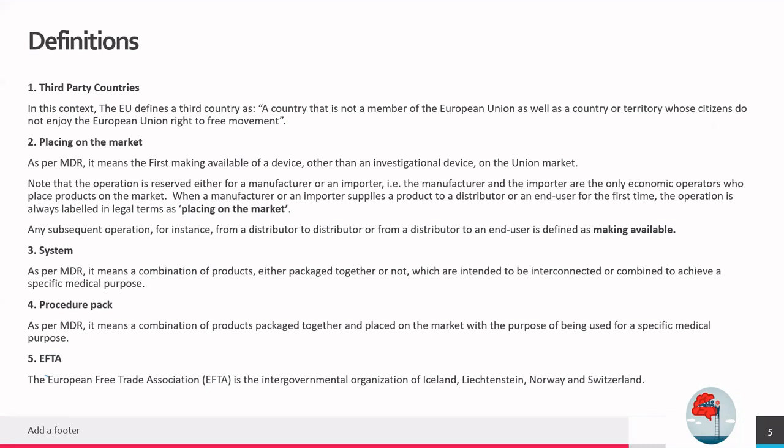Okay, coming to definitions, first we have to be clear with these terms, what they are. Third party countries, we most of the time listen. But what are third party countries? Countries other than European Union plus EFTA countries. EFTA means European Free Trade Agreement countries. So apart from these two entities, other countries are called third party countries.